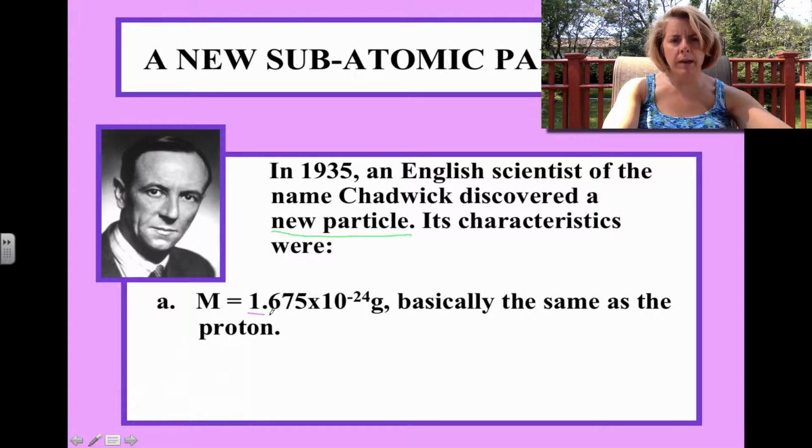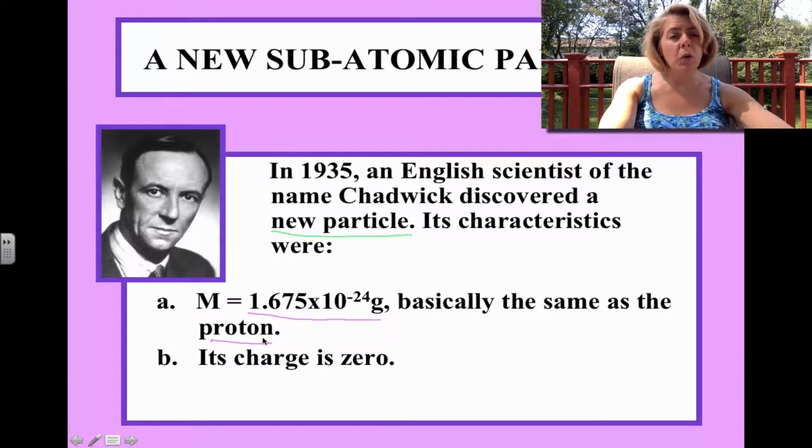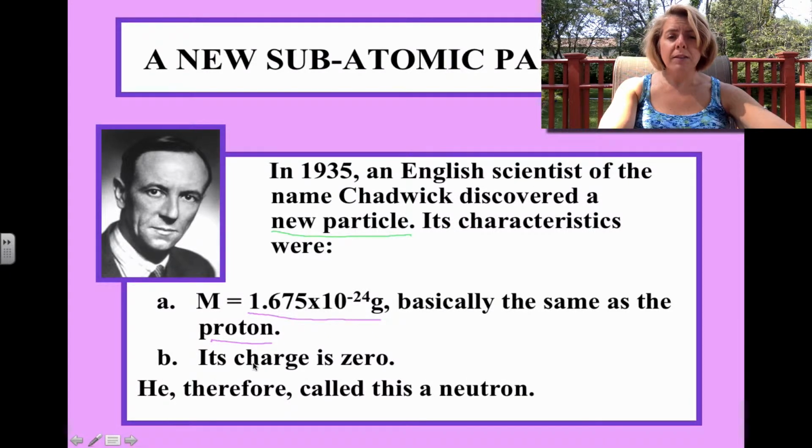up with a mass, and notice it's 1.675 times 10 to the negative 24th, so it's definitely bigger than an electron, but the question is, is it bigger or smaller than a proton? It's the same. So he found that it had the same mass, it had 0 charge, and because it was 0 charge, he called it a neutron.